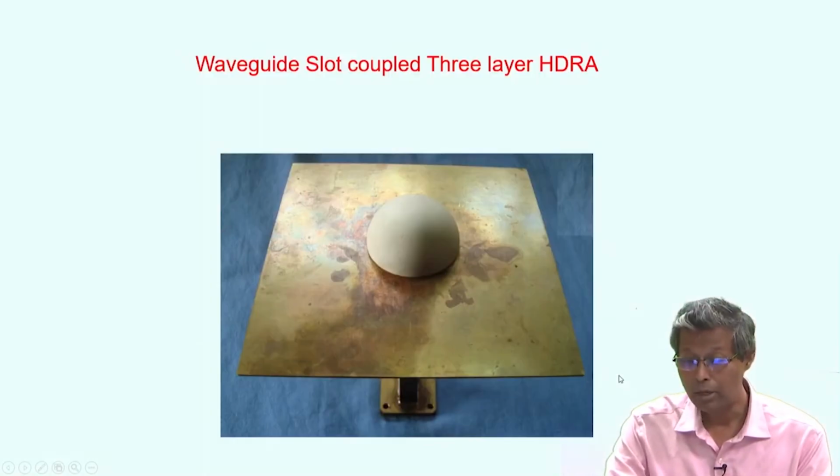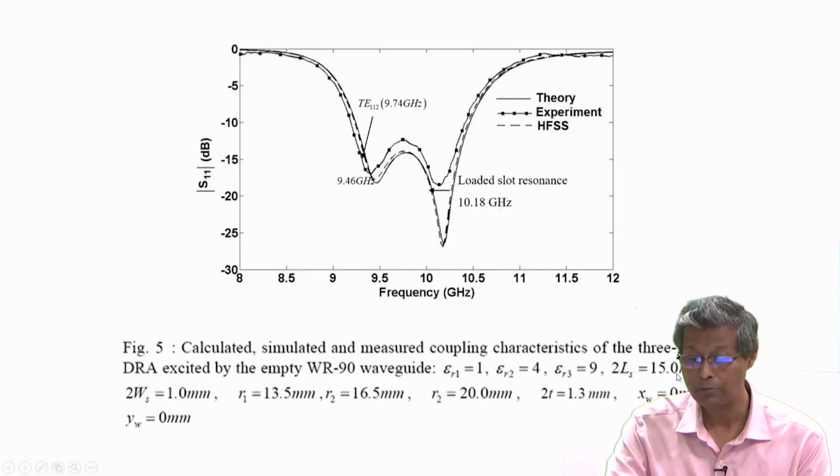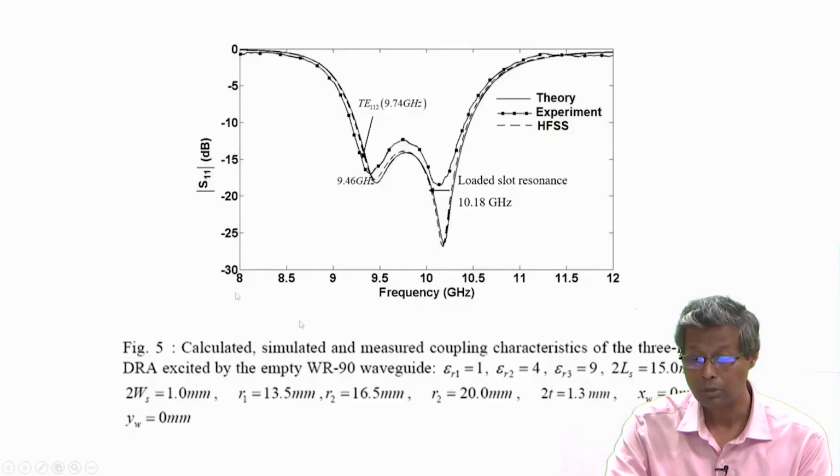The slot length is 2 ls and the slot width is 2 ws. So, 2 ls is 15 millimeter, the slot width 2 ws is 1 millimeter, R1 is 13.5 millimeter, R2 is 16.5 millimeter, and R3, sorry, R3 is 20 millimeter. 2T is the thickness of the ground plane, which is 1.3 millimeter, and it is a centered slot.